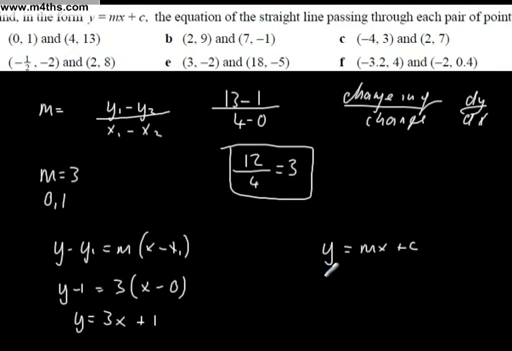Let's do it the other way. Let's sub in the values. 1 is equal to 3 lots of 0 plus c. So we can see that c is 1. And then we can put y is equal to 3x plus 1. So either way, you must be able to get the equation of a straight line given 2 points.